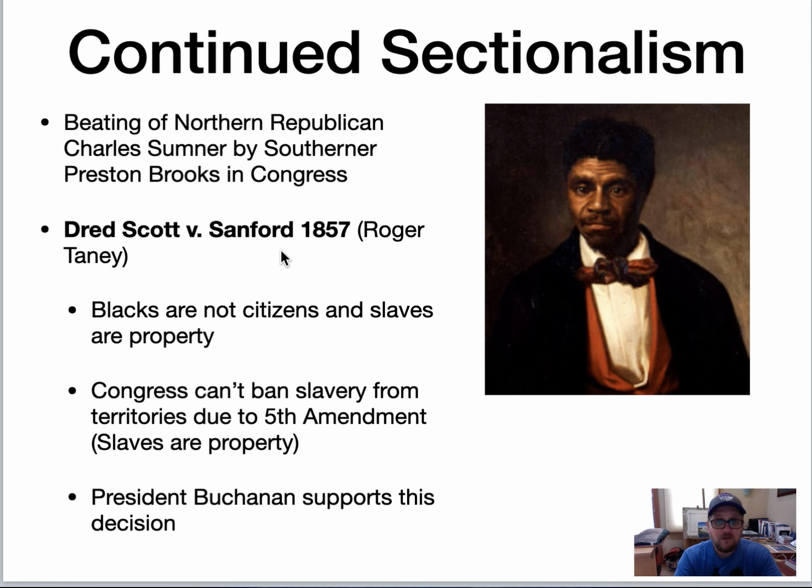Pretty much Fifth Amendment, right? Property cannot be taken away from citizens for any reason unless under due process. So Congress can't ban slavery from territories because slaves are property, and by doing that, you're taking away people's property rights. So this also repeals that Missouri Compromise. And what really gets the Democrats into trouble here is Buchanan supports this, which a lot of Northern Democrats did not support. They were fine with slavery where it existed, but they did not want slavery creeping into Northern territories as well.